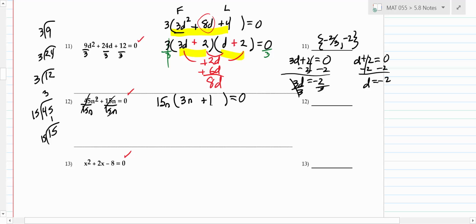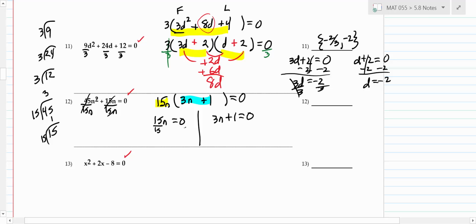That's your factoring, okay? Now, once you do your factoring, the next step is to take each of your factors and individually set those equal to 0 and solve. So you would have 15n equals 0, then 3n plus 1 equals 0. Solve those two equations correctly, then you've got your two answers, okay?